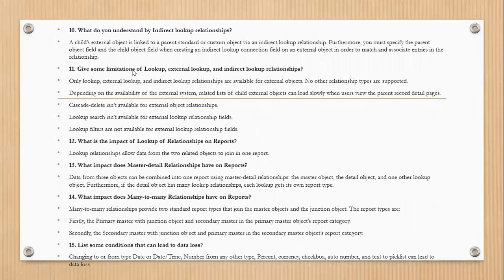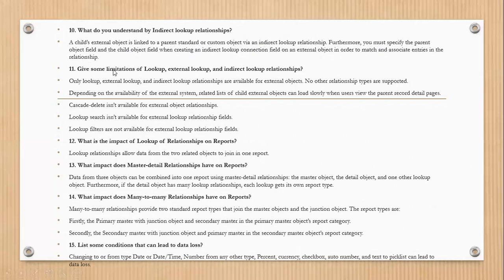Next question: what do you understand by an indirect lookup relationship? A child external object linked to a parent standard or custom object is called an indirect lookup relationship. Furthermore, you must specify the parent object field and the child object field when creating an indirect lookup connection. Fields on the external object are used to match the associated entries in the relationship.